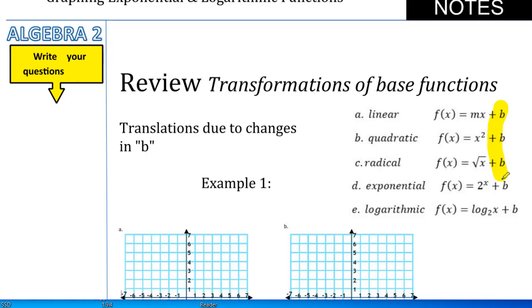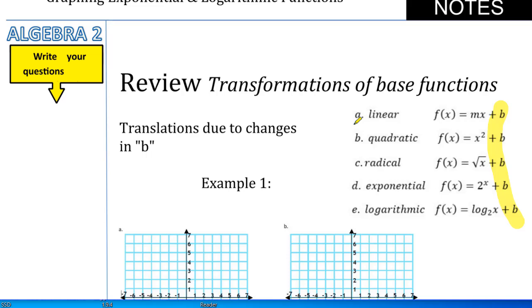That's what I have here. So I have base functions: linear, quadratic, radical, exponential, and logarithmic. And the base function means the simplest possible version. So of course, the simplest possible linear equation is y equals x. But so now I have y equals mx plus b, or quadratic would just be x squared. Here I have x squared plus b, etc.